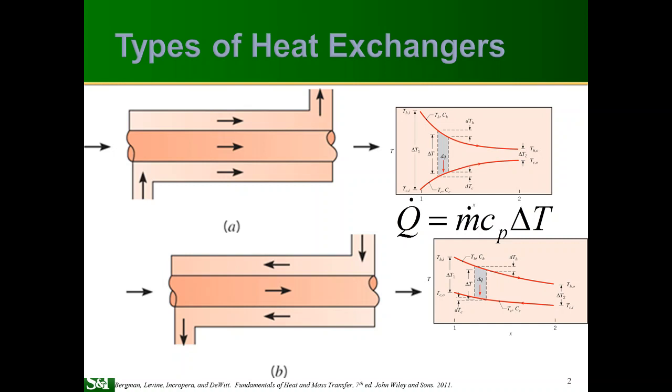Now, the simplest version of a heat exchanger is what we call a concentric pipe. It's one pipe within another pipe, and the fluids flow in the central pipe and in the region between the two.